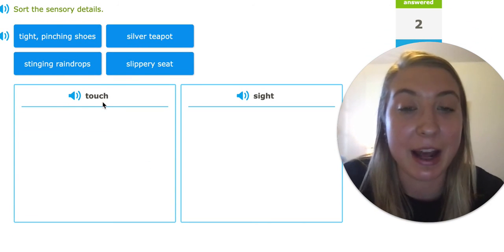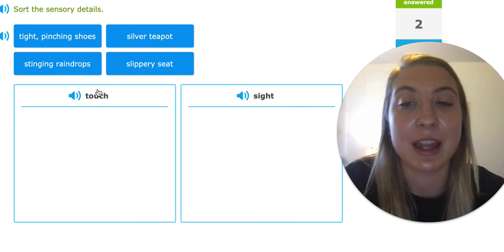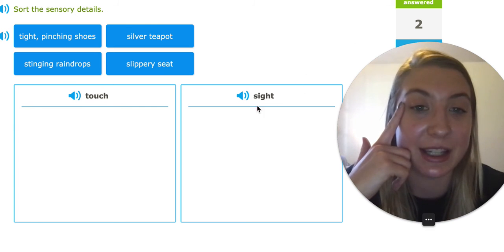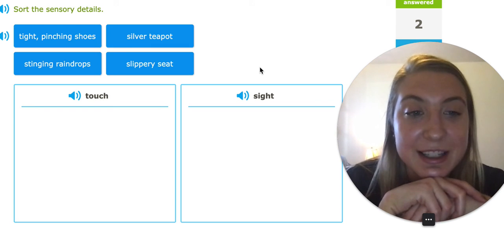Here we now have touch or feel and sight. This would be something that you can actually touch with your hands, and this is something that you can see with your eyes. All right, and that is it for today.